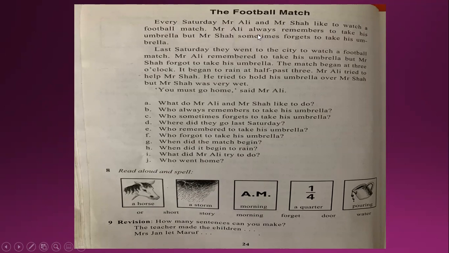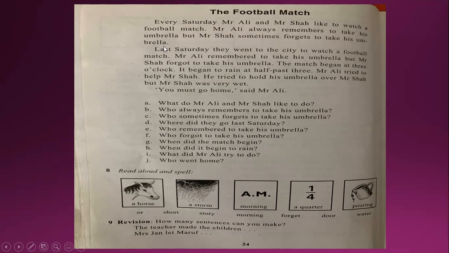Look, recall in your mind when I explained in English B about the verbs, what I told you with the singular noun. When we talk about routine work or some facts, what we do, we put S with the verb. Always means it's a routine work: every Saturday he remembers. So that's why they use S here. To take his umbrella. But Mr. Shah sometimes forgets. Again S, because Mr. Shah is one person, one singular noun. So we put forgets here.